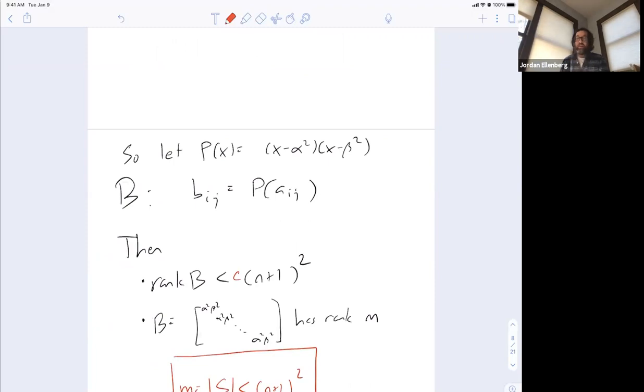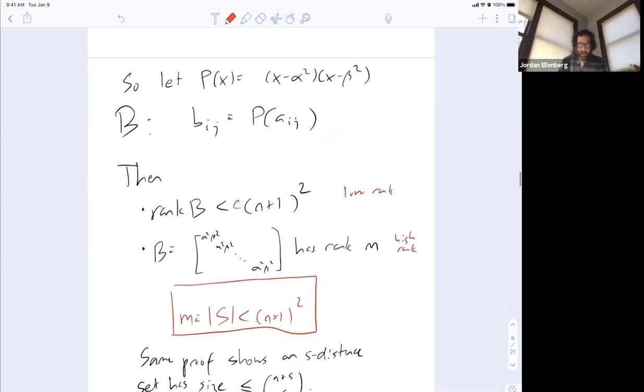And so we know what its rank is. Its rank is m. So it has low rank, but it also has high rank. And that's a contradiction, or at least it's a contradiction unless m is pretty small. So we conclude that m is at most some constant times n squared. And that's exactly the right order of growth.